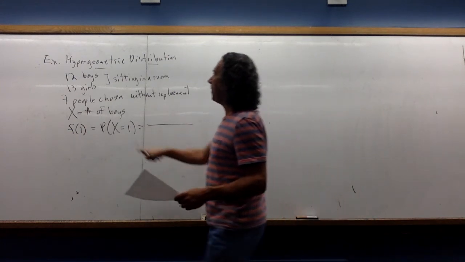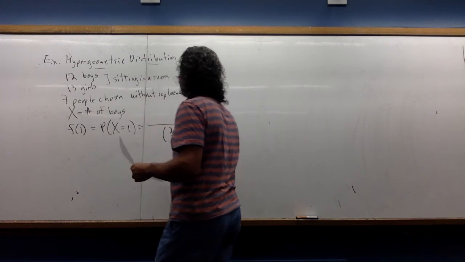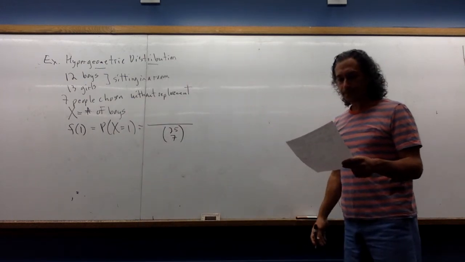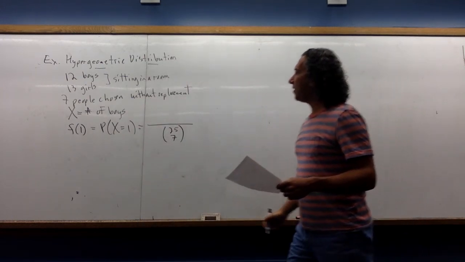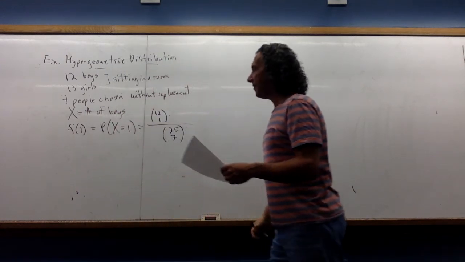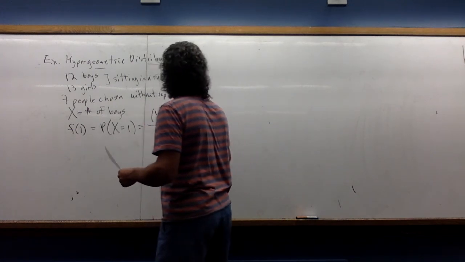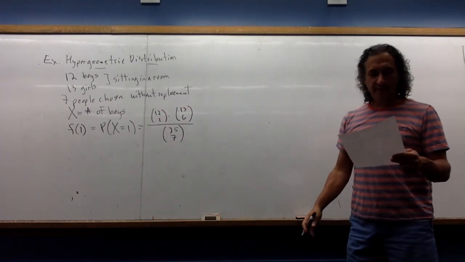Out of the 25, I'm choosing 7 people. From the 12 boys, I'm choosing 1 of them. And then from the 13 girls, I'm choosing 6 of them. So that's what f of 1 should look like.